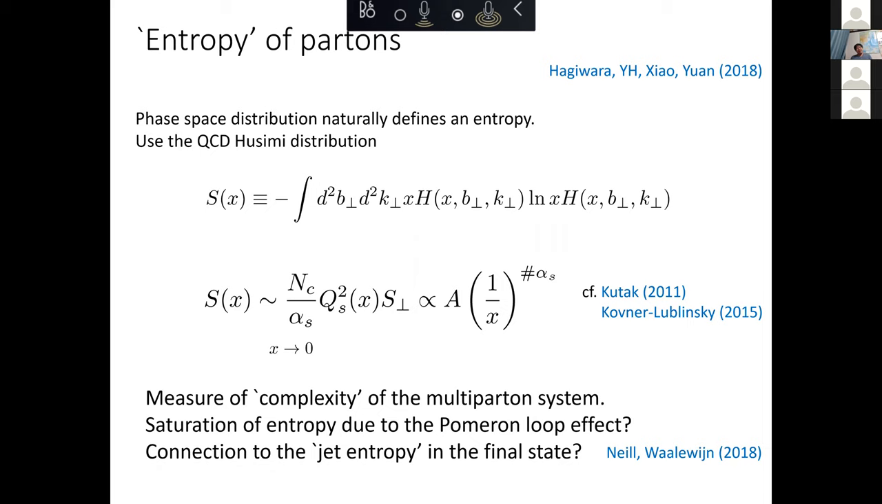There are several different definitions of entropy, like those of Kutak, Kovner and Lublinsky. Each of them has a different definition. And also Dmitri Kharzeev has a different definition. But parametrically, at least, we agree with these previous definitions.